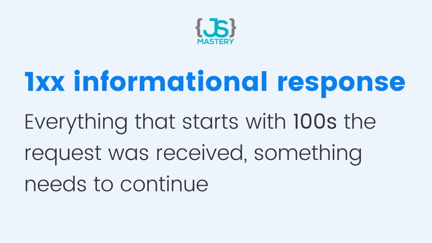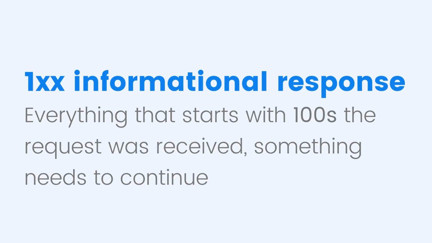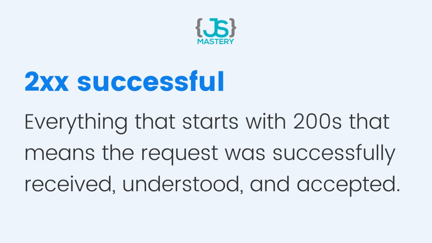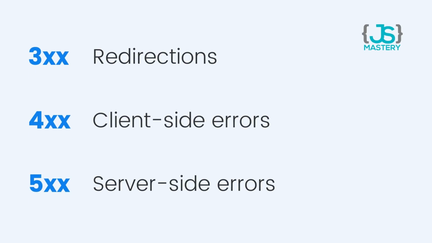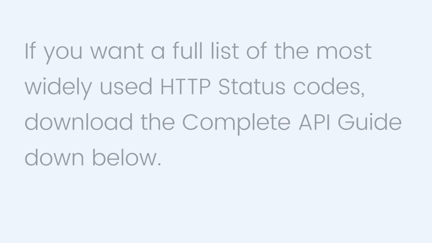Everything that starts with 1, meaning in the 100s, means that the request was received and something needs to continue. That is an informational response. Everything that starts with 2, or is in the 200s, means that the request was successfully received. On 300, we have the redirection, 400s are client-side errors, and 500s are server-side errors.